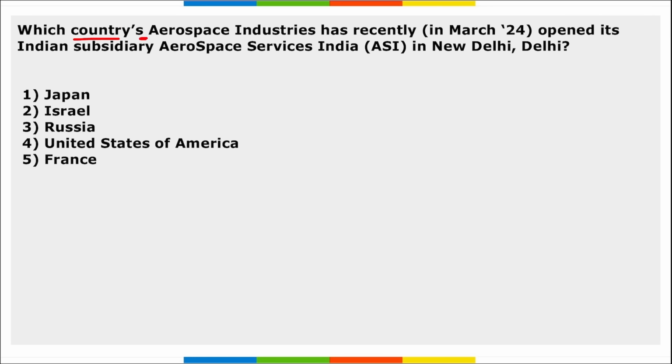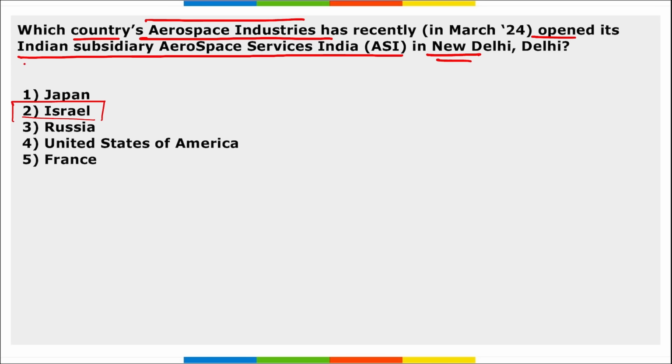Next, which country's aerospace industries has recently opened their Indian subsidiary Aerospace Service India in New Delhi? It is Israel. Israel's aerospace industries have recently opened their Indian subsidiary Aerospace Services India in New Delhi. And ASI will act as a sole OEM, that is your original equipment manufacturer, for the entire medium range surface to air systems used by the Indian Army, Indian Air Force, and Indian Navy.